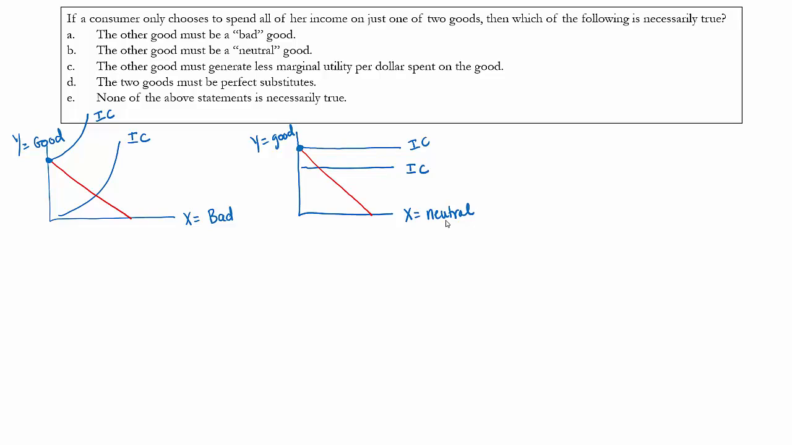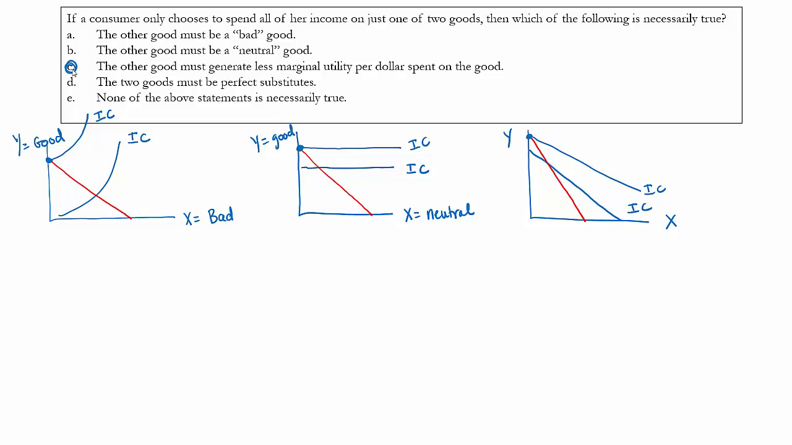All right, another instance where we might have a corner solution is the case of perfect substitutes. With perfect substitutes, we'll have a corner solution. Here I've shown a corner solution where the consumer chooses to spend all of her income on just good Y. So it's true that when we have perfect substitutes, we get corner solutions, but corner solutions don't necessarily mean we have perfect substitutes. What is true is statement C.